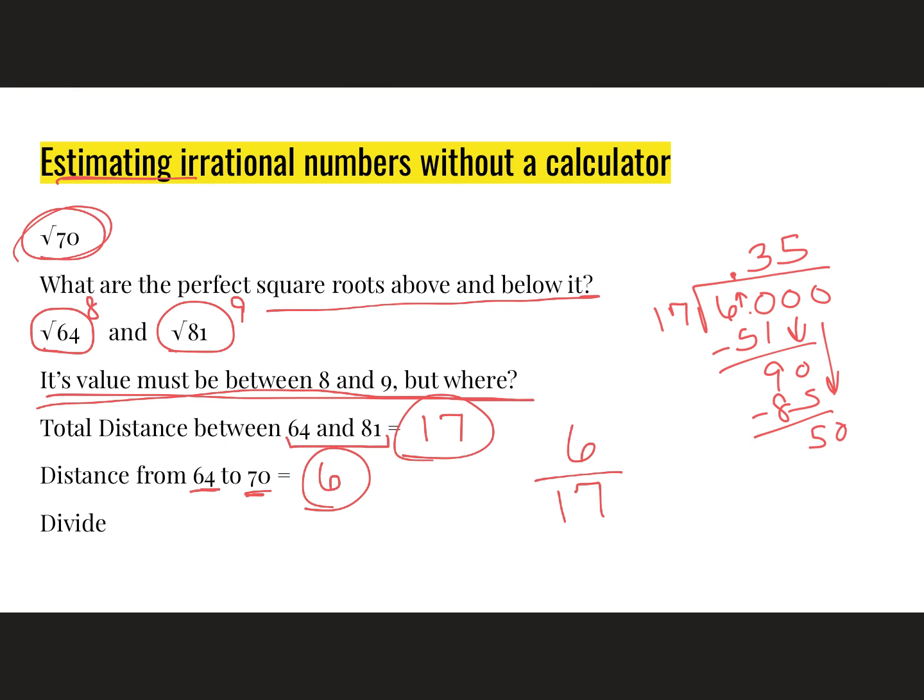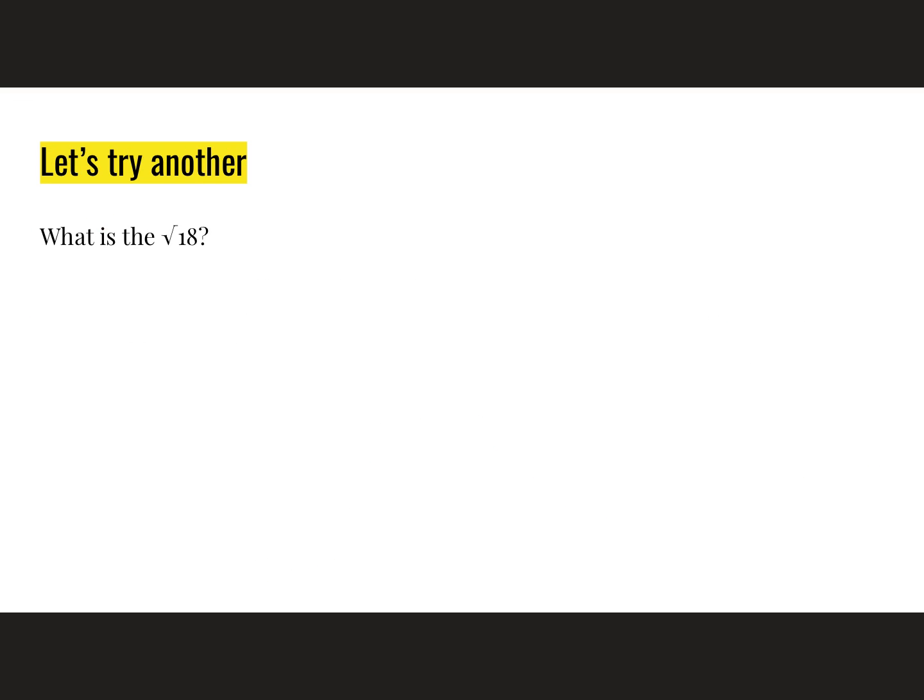5, 0. 17 goes into 50 twice. Minus 34. And we can keep going. Add more zeros, but that's close enough. So it's going to be, remember, 8 is our lower number, so 8.352 would be the answer that we'd put. Okay. So let's try one more.